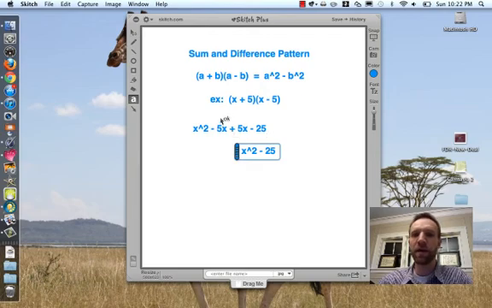I hope this helps explain how to multiply a sum and difference pattern of two binomials.